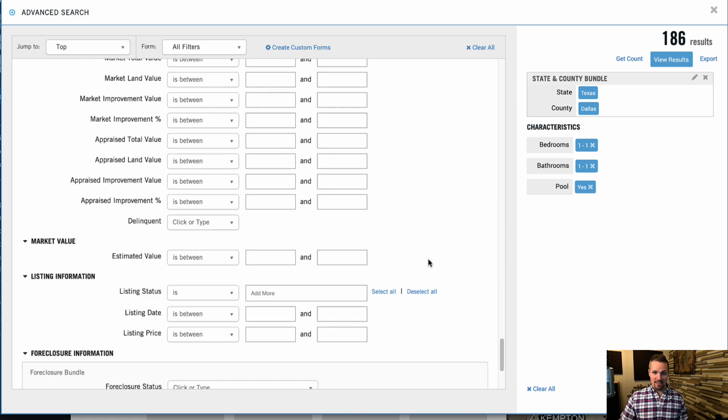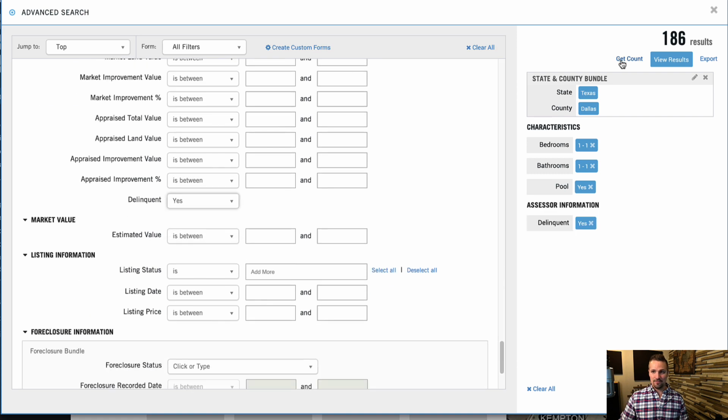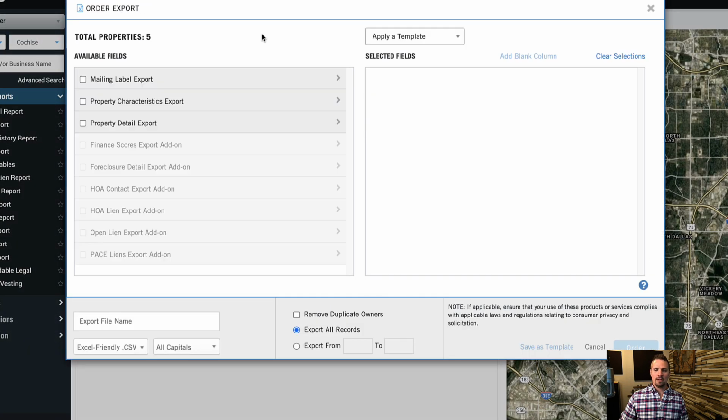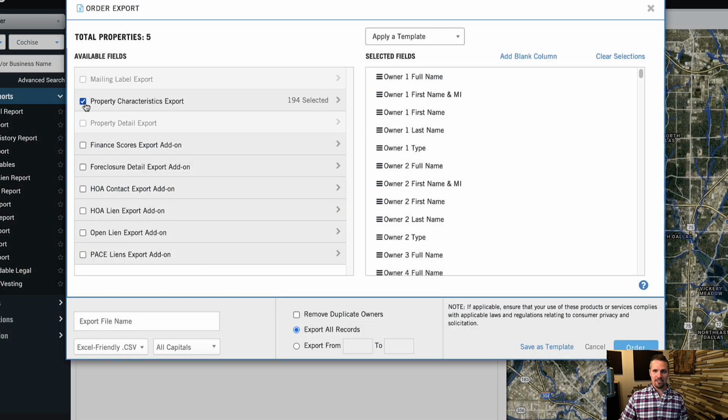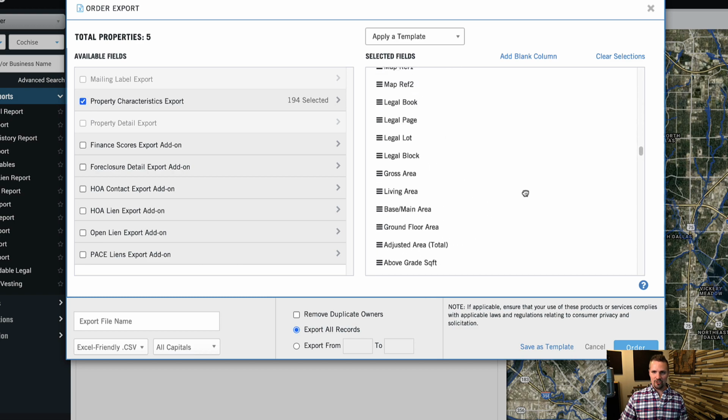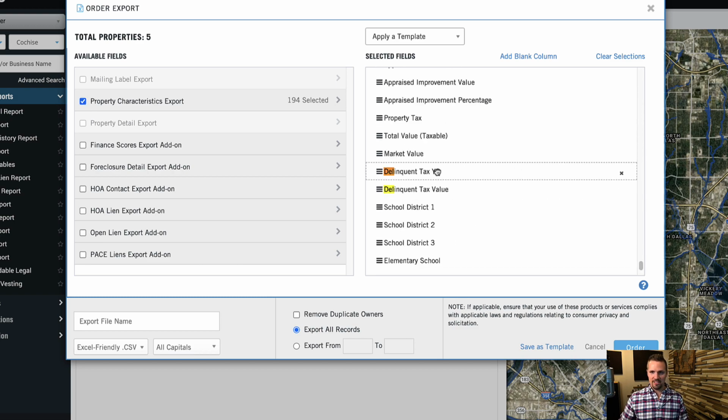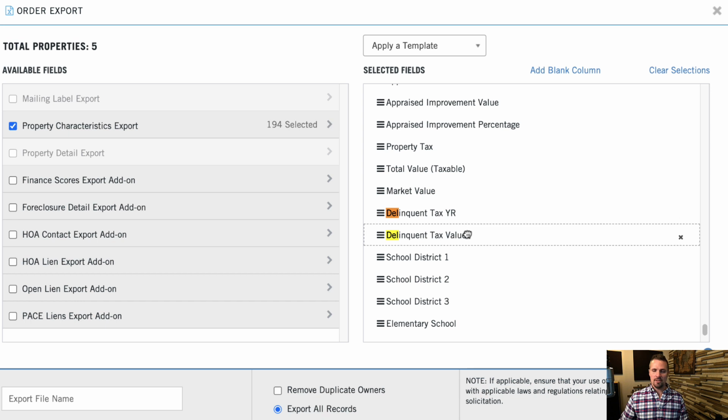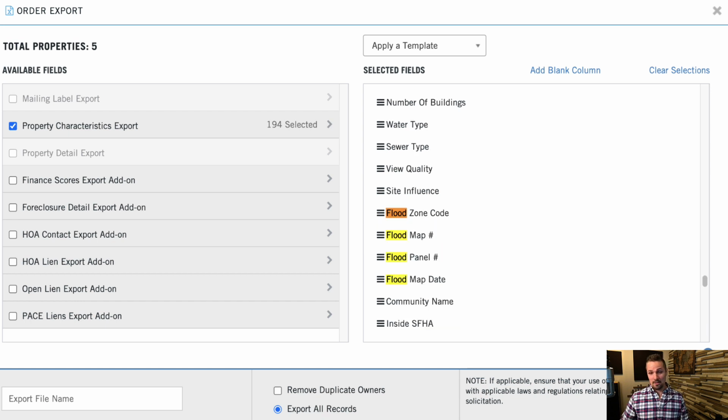And we'll go ahead and click on yes for this. There we go. Perfect. So we'll go ahead and export this. We're going to get the property characteristics report. I'm actually curious if it shows here. So that's where we can see the delinquent tax year and the delinquent tax value. And actually, let's see if we can see the flood zone. Okay, so this is actually going to include the flood zone information. Even if we didn't select that, it's going to tell us if it's in a flood zone and what that flood zone code is and date and all that stuff.